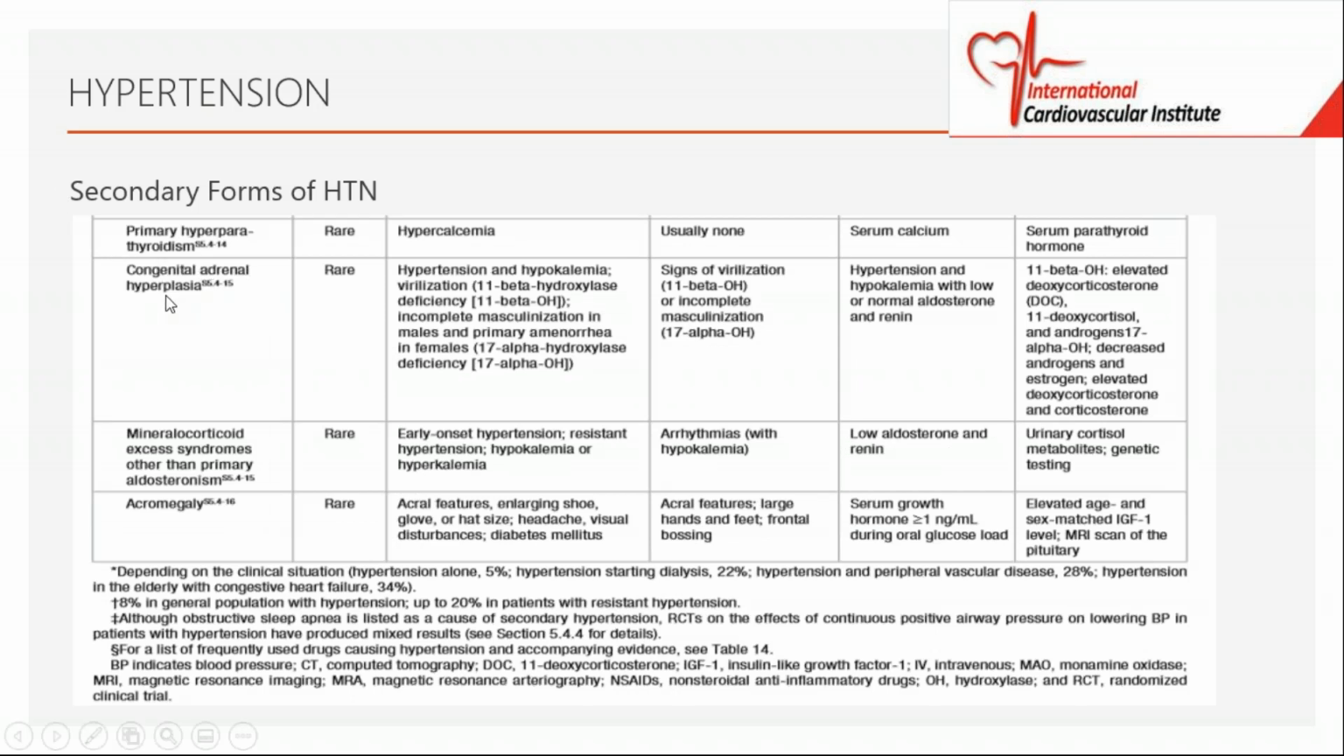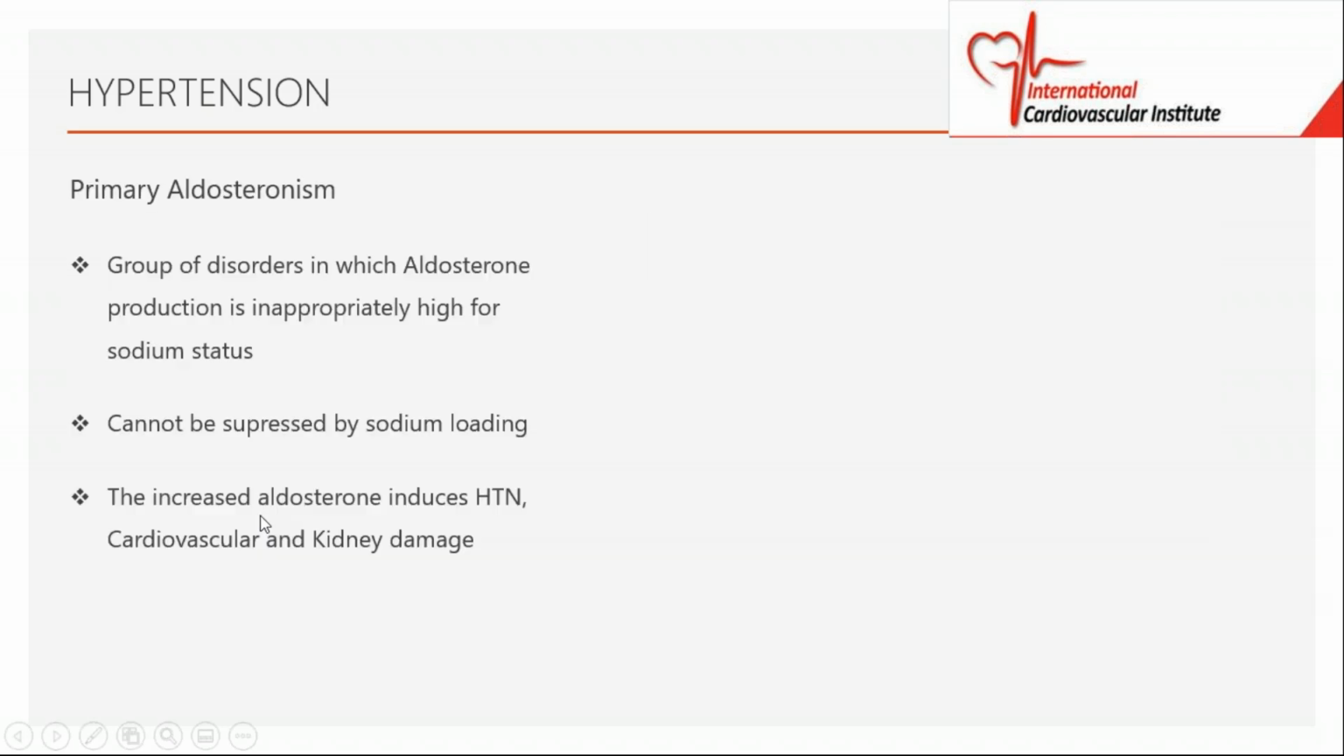Congenital adrenal hyperplasia can produce a lot of aldosterone, and as a result, you can get hypertension as well. Mineralocorticoid excess syndrome. This is not primary aldosteronism. And growth hormone excess, acromegaly. All right, but the common ones that you need to know about are primary aldosteronism and renal artery stenosis. So we're going to spend a little bit more time on those, because those are the conditions that you will see in the community.